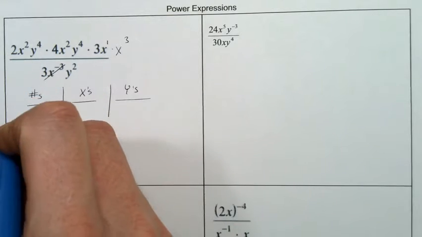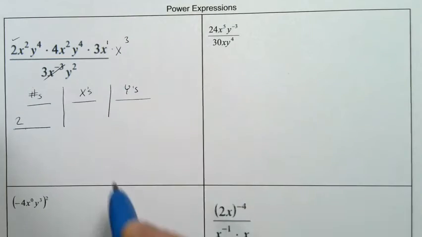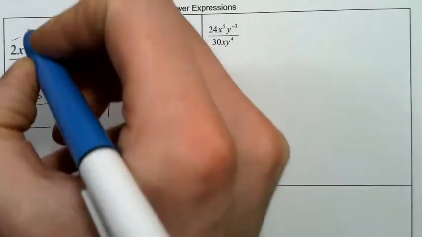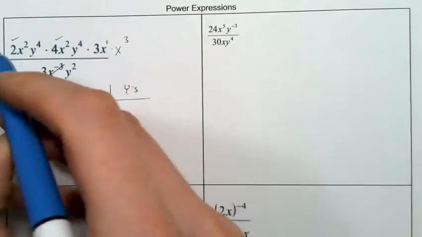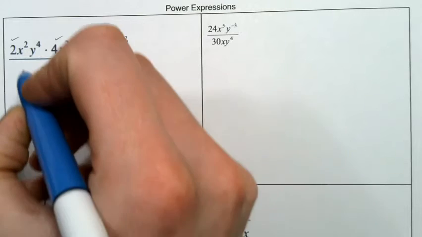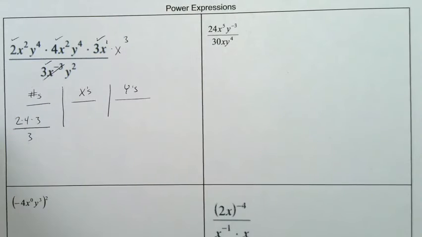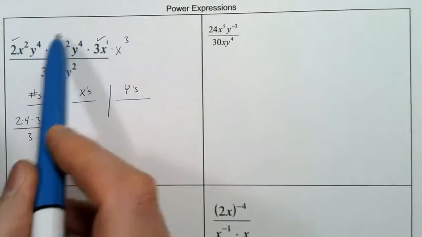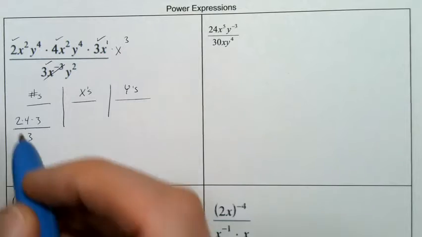So I'm going to put a 2 here. I've done that. I'm going to put a 4 here. I've done that. I'm going to put a 3 here. I've done that. I'm going to put a 3 at the bottom. I've done that. Now I'm going to make sure I put all of them in and then simplify.